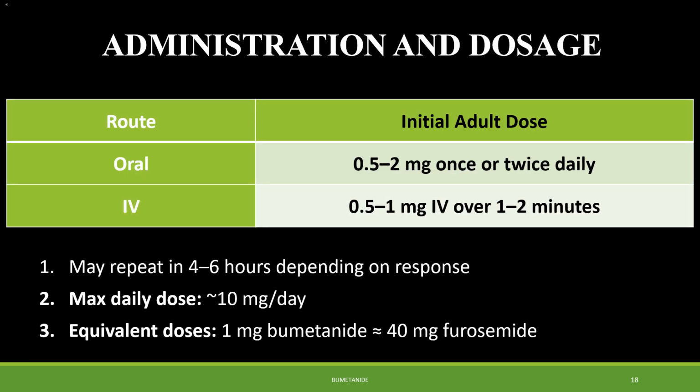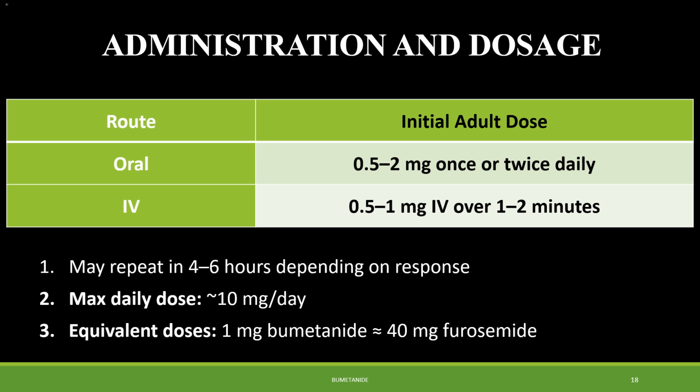Administration and dosage of bumetanide. Route of administration. Bumetanide can be given orally, by mouth, or intravenously, IV. Initial adult dose. Oral, typically starts at 0.5–2 mg once or twice daily. IV, 0.5–1 mg given over 1 to 2 minutes.